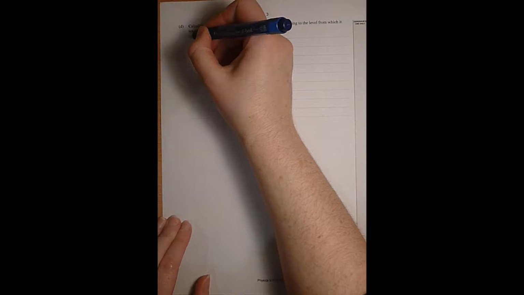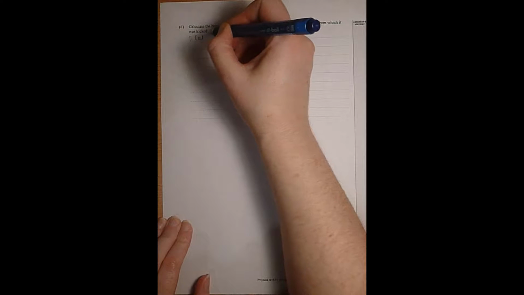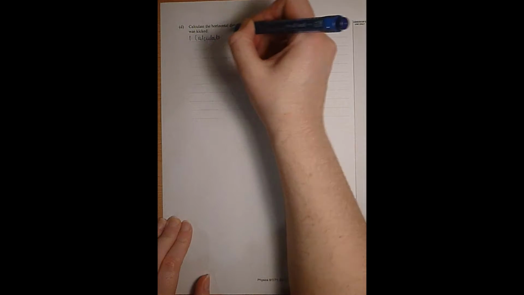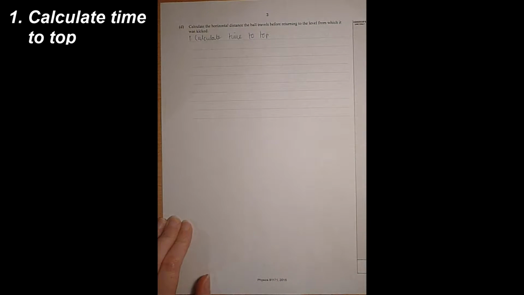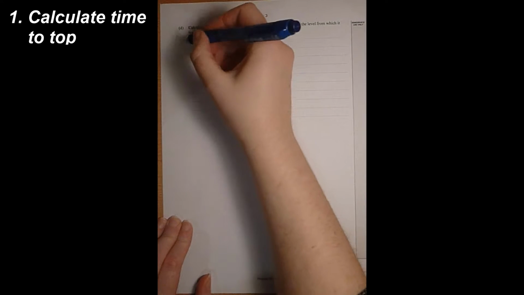Calculate the horizontal distance the ball travels before returning to the level from which it was kicked. So this is looking like a two-step process. The first step is to calculate time to top. That's going to give us the time from when it was kicked to the top of the curve. So what information do we have?